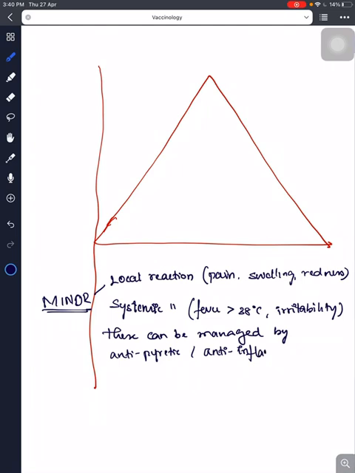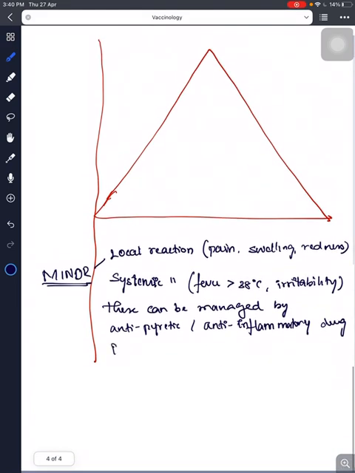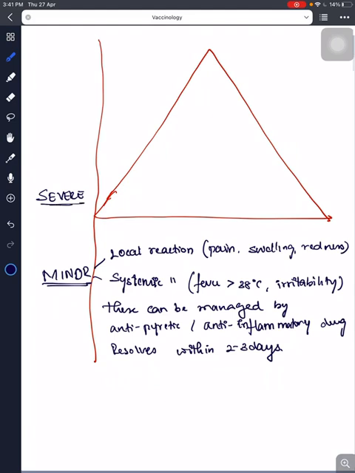These can be managed by antipyretic and anti-inflammatory agents, and they resolve within 2 to 3 days.